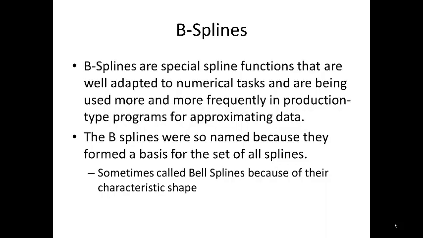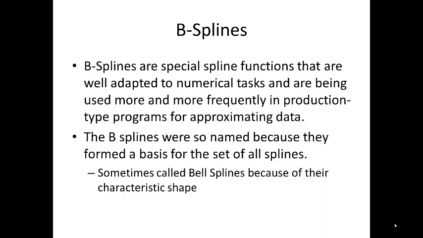So, B-splines are special spline functions that are well adapted to numerical tasks and are being used more and more frequently in production-type systems for approximating data. B-splines were so named because they form a basis for the set of all splines. They're sometimes called bell splines because of their characteristic bell shape. Since they're used in production systems, you'll often see implementations of them in library code for interpolating data.